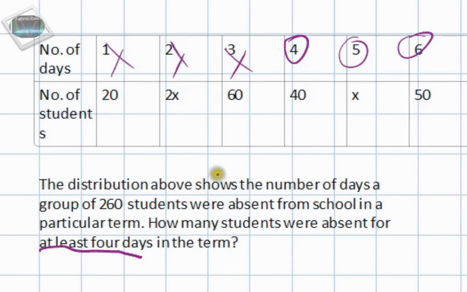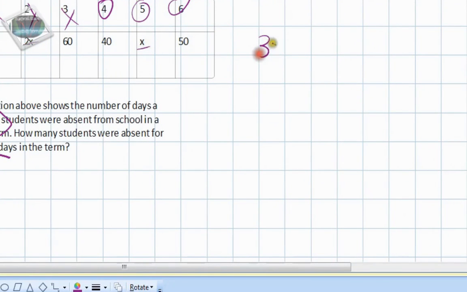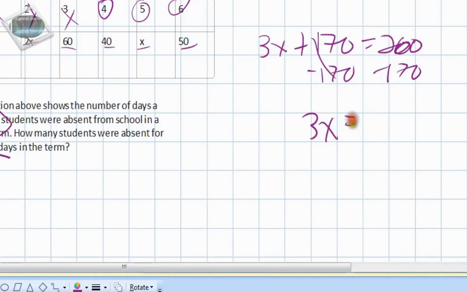Okay, so then we also have to take into account that there are these variables here, the x. So notice that we are looking at a group of students of 260. So when we add up all of these numbers here, it should equal 260. So what we're going to do is add all of these numbers and solve for x, so that we can continue on and figure out how many were gone for at least 4 days. Here's 2x and x, so it's going to be 3x plus, and 60 and 40 make 100. That's 120. This is 170. I'm going to set equal to 260. We're going to subtract 170 from both sides, and 3x is going to be equal to 90. So we're going to divide by 3, and x is equal to 30.